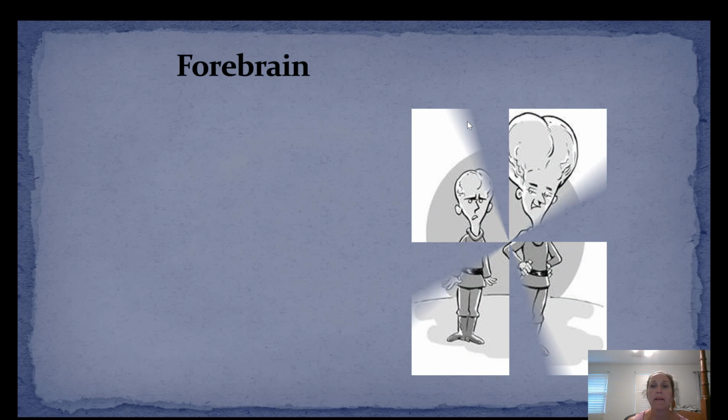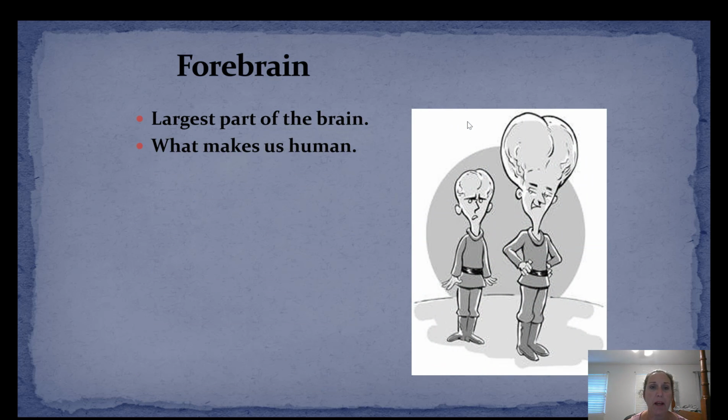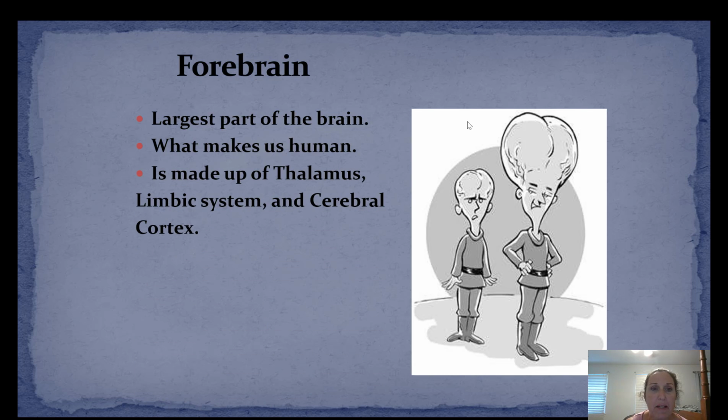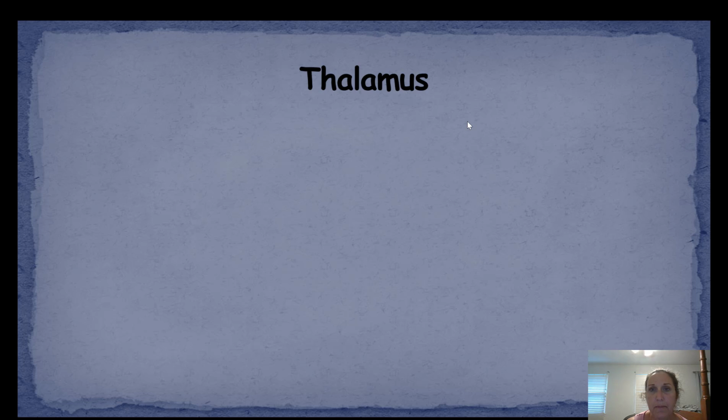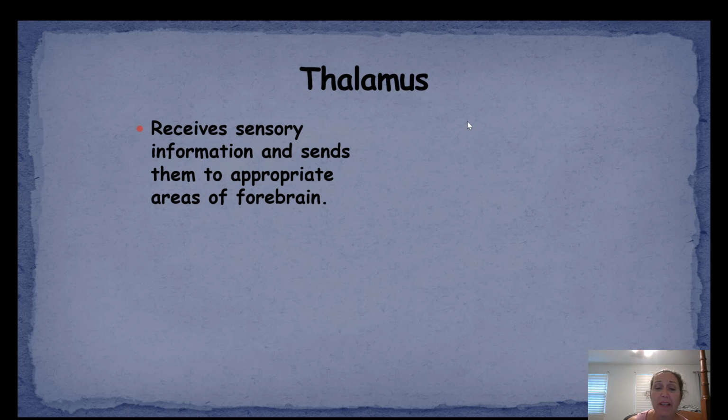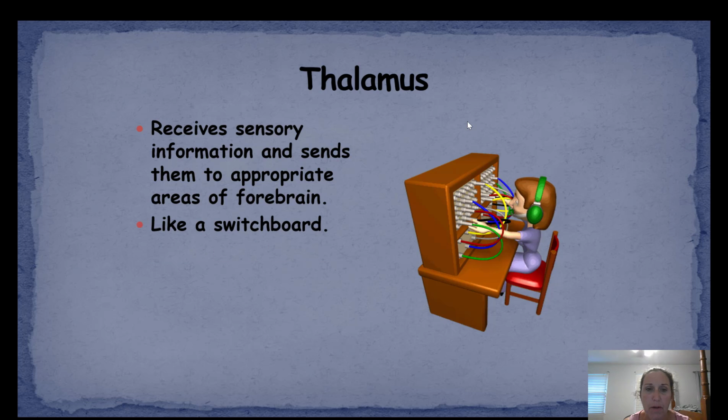All right, the forebrain is the largest part of the brain, and it is what makes us human. Remember we said that the hindbrain was like the reptile brain because that's just basic life functions, right? The forebrain is actually what's going to make us human. It's made up of the thalamus, the limbic system, and the cerebral cortex. The thalamus is a relay station for sensory information. So sensory information is going to come into the thalamus, and the thalamus is going to direct it and tell it where to go within the forebrain, like a switchboard.